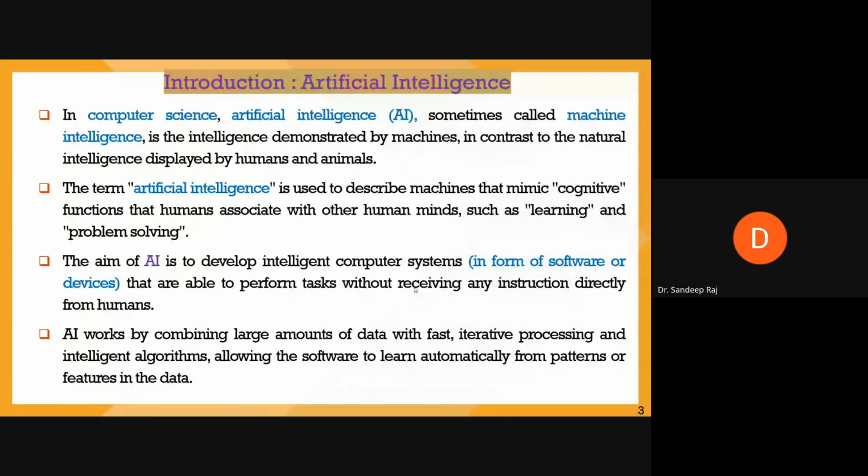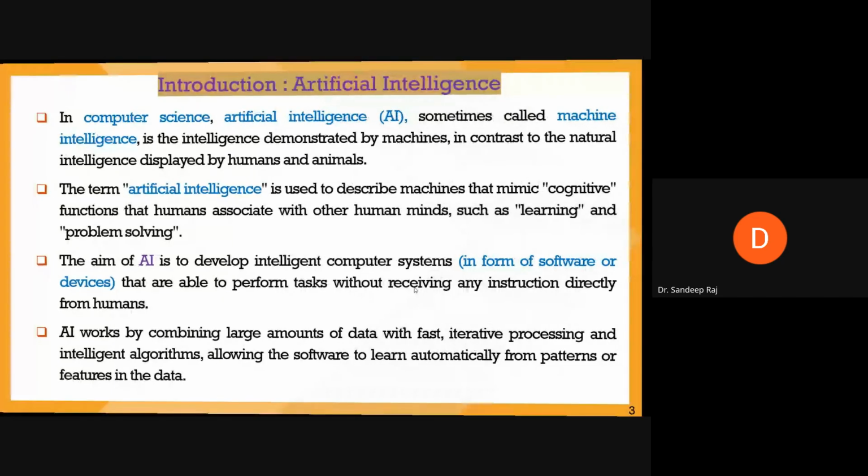In computer science, AI, sometimes called machine intelligence, is intelligence demonstrated by machines, in contrast to natural intelligence. The term AI is used to describe machines that mimic cognitive functions that humans associate with human minds, such as learning and problem solving. The aim of AI is to develop intelligent computer systems, in the form of software or devices, that are able to perform tasks without receiving any instruction directly from humans. AI works by combining large amounts of data with fast iterative processing and intelligent algorithms, allowing the software to learn automatically from patterns or features in the data.